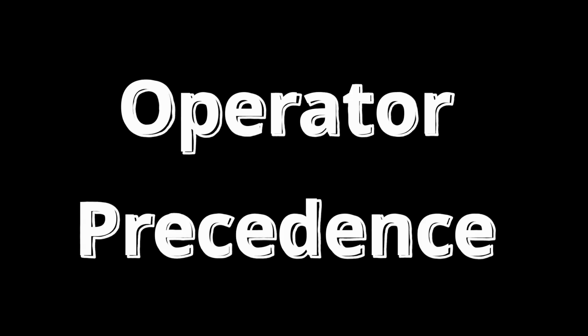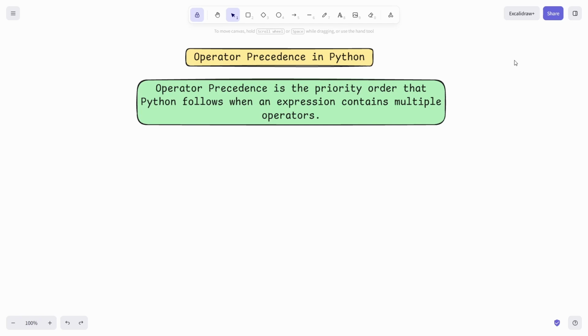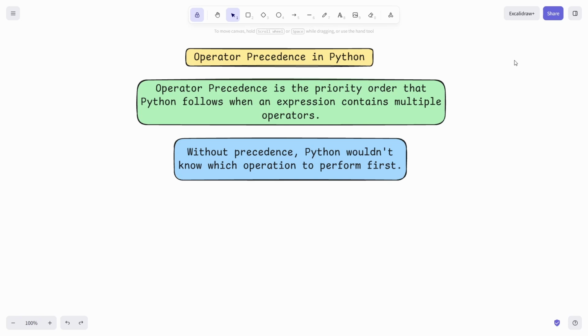The next topic is operator precedence in Python. Operator precedence is the priority order that Python follows when an expression contains multiple operators. Instead of evaluating operators randomly, Python follows a fixed order of precedence. Without these rules, Python wouldn't know which operation to perform first.